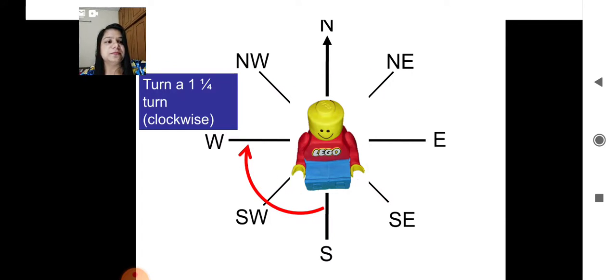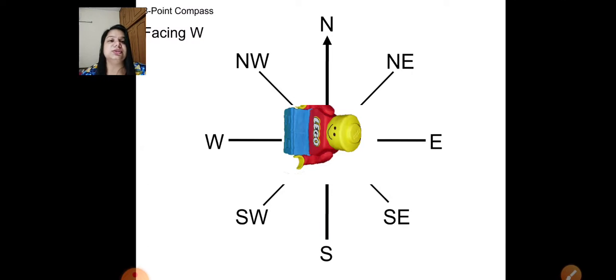Okay. So if it takes 1/4 turn, it means it will move towards the west direction. So it will be facing towards west. Okay.